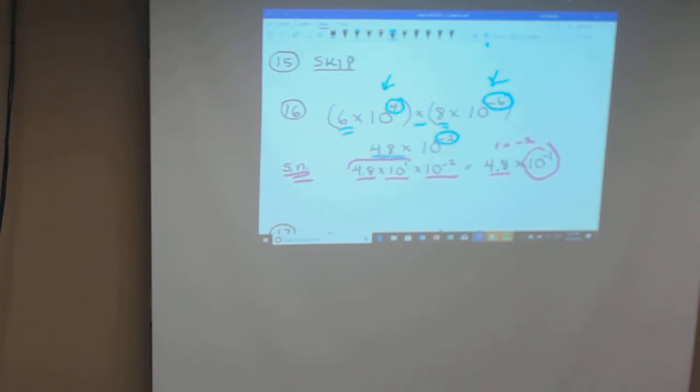But look what it says next for number 16. Write your answer in scientific notation. 48 is not scientific notation. Scientific notation, remember, is a number between 1 and 10. So I have to change this to 4.8 times 10 to the first. So now I have 4.8 times 10 to the first times 10 to the negative 2. So what does that come out to be? Add the exponents: 10 to the negative 1. Now it's in scientific notation. That's what they're looking for.